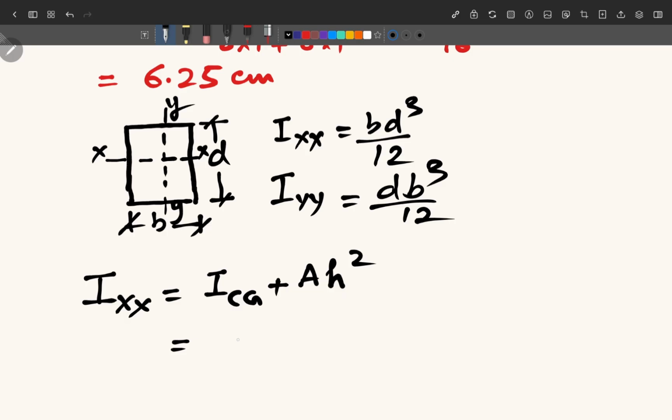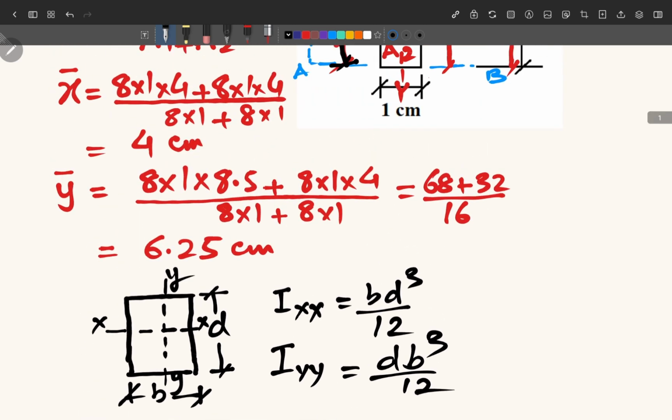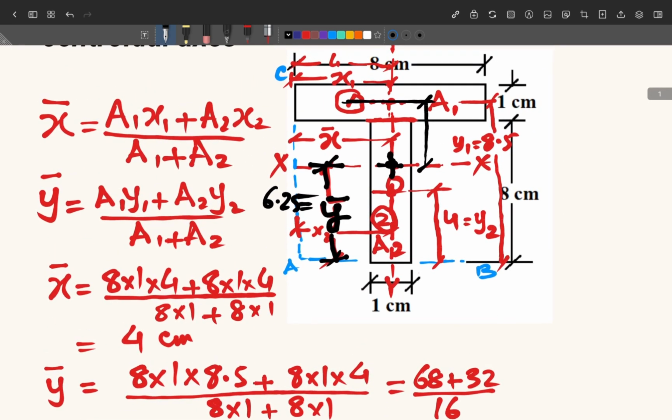So B is equal to 8 into 1 cube by 12. This is BD cube by 12 plus A h square. So A is 8 into 1. Now h square means the distance between these two parallel axes.